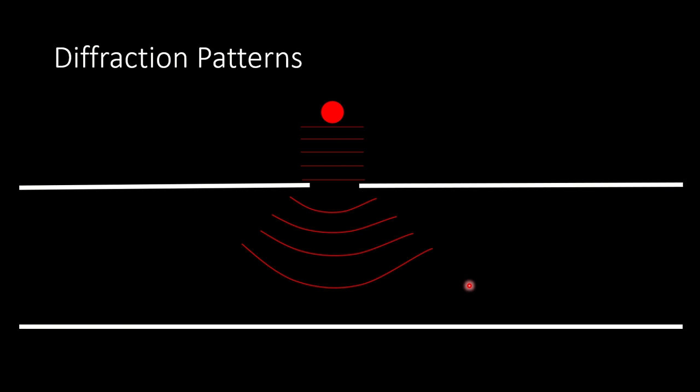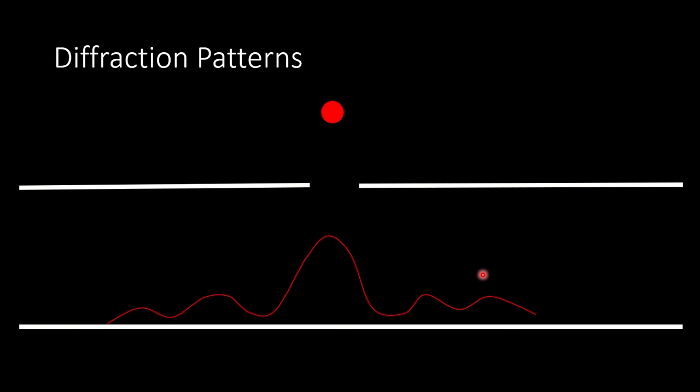Now that diffraction is going to spread out into this area. That diffraction is just an extension of the wave. And what happens is when it hits the back screen, it creates a certain type of pattern. We'll call this a diffraction pattern. Now I'm going to get rid of the other waves so we can focus on the diffraction pattern. But the diffraction pattern shows the intensity of light in specific locations across the screen.